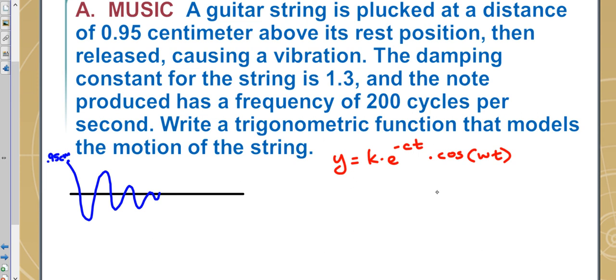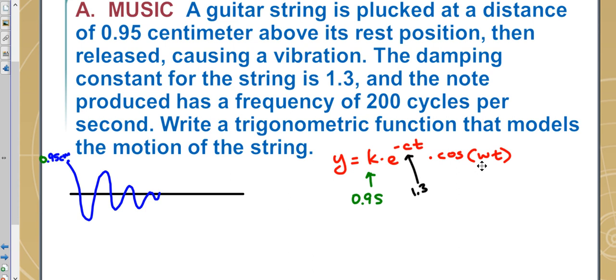And not only that, we can start plugging in stuff. That k is the amplitude, which we had 0.95 for that. 0.95, and I should have put the 0 there. All right, and we have a damping constant. That's the c. They give us c of 1.3. So that would go right there.